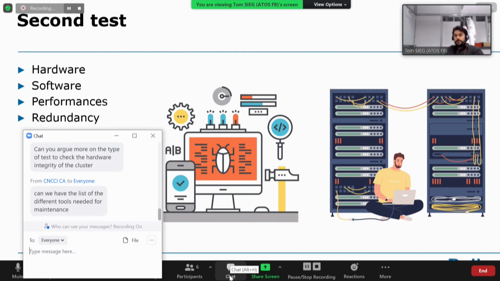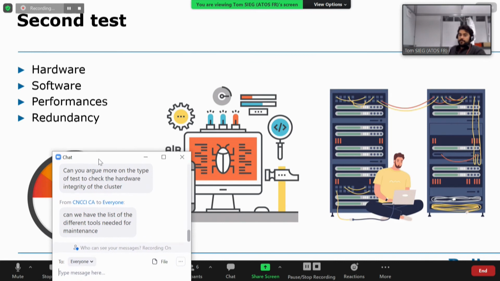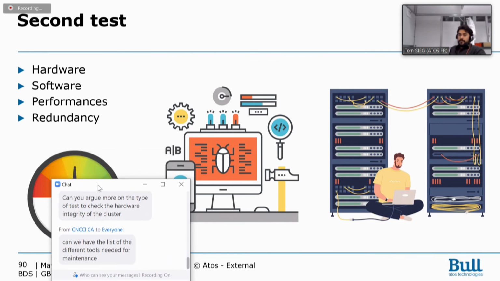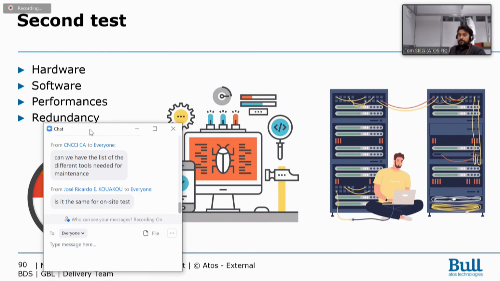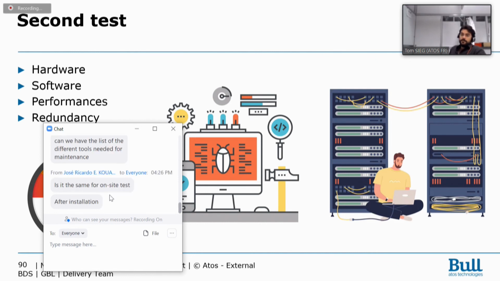So, tools needed for the maintenance. I hope I answer correctly to the hardware test question. For the different tools, is it some for on-site test? So, on-site tests, yeah, the test I just described here.